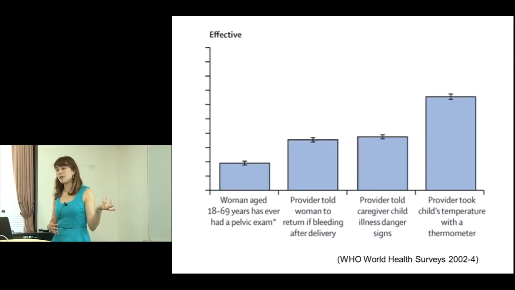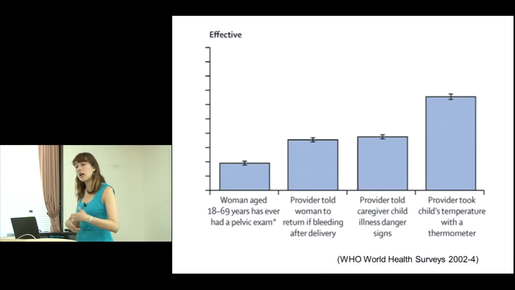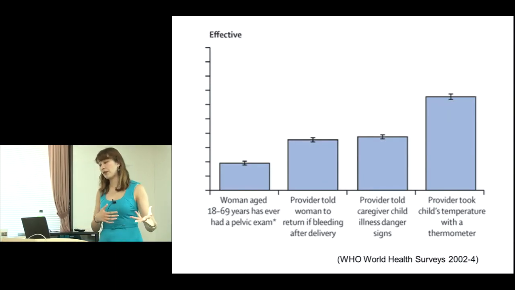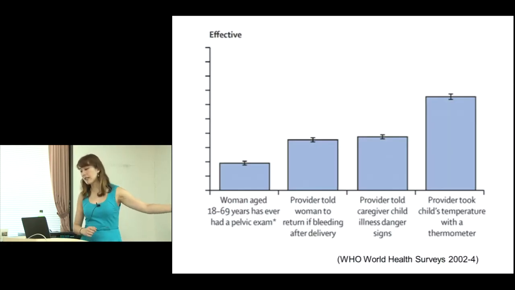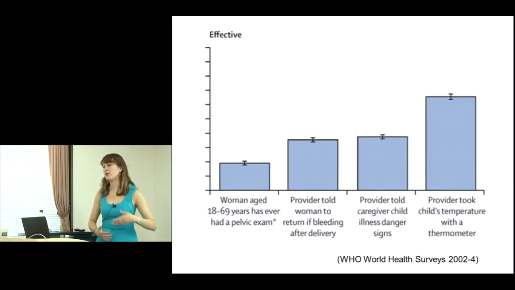This is an example of using processes to look at effectiveness. So basically, they're looking at, for maternal services in this case, have women been offered a service? Were women between 18 and 69 given a pelvic exam? Did the provider tell the women to come back if they were bleeding after the delivery? Did the provider tell the caregiver, if the child has illness, what the danger signs are? The provider took the child's temperature with a thermometer. So again, we're measuring, has this been offered, has this been done? So this is an example of measuring effectiveness in the dimension of quality, a process measure.